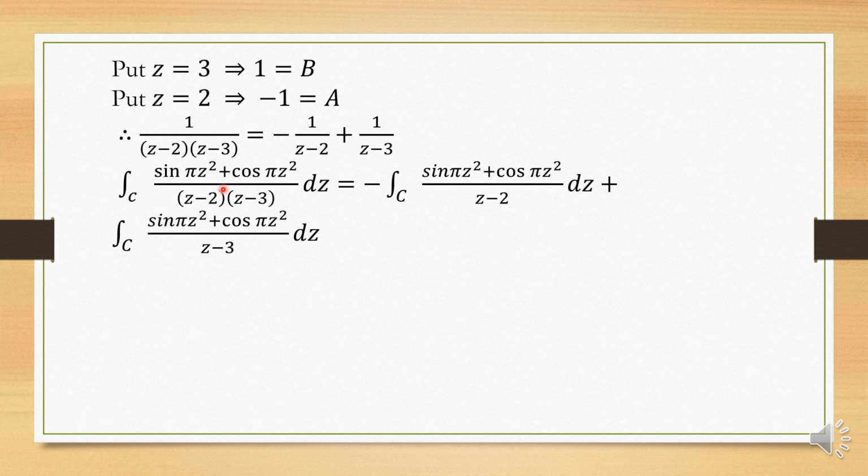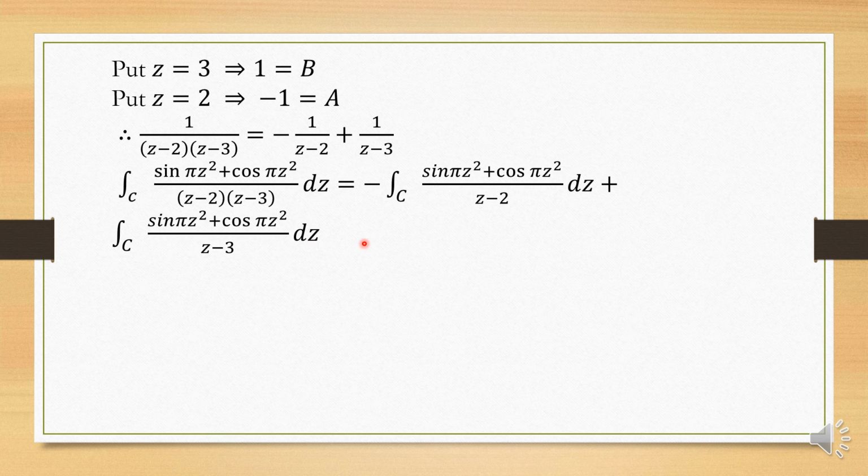For the left and right side, we get integral over c of (sin pi z square plus cos pi z square) divided by (z minus 2)(z minus 3) dz equal to, the first term becomes minus integral over c of (sin pi z square plus cos pi z square) divided by z minus 2 dz plus, for the second one, integral over c of (sin pi z square plus cos pi z square) divided by z minus 3 dz.